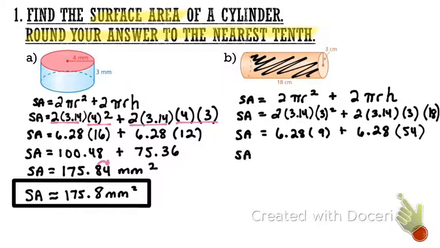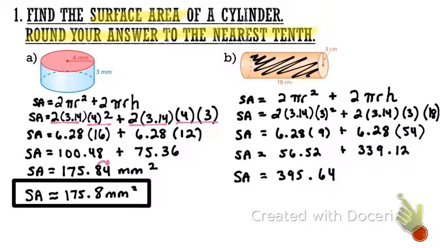Alright, so last multiplication here, 6.28 times 9 is 56.52 plus this 6.28 times 54, you're going to get 339.12. Now all we need to do is add together, so the surface area equals 395.64 centimeters squared. Once again, go back and double check the instructions where it says to round to the nearest tenth. This one asks that, and you see you do not need to round up. It's just going to stay the same at 395.6 centimeters squared.